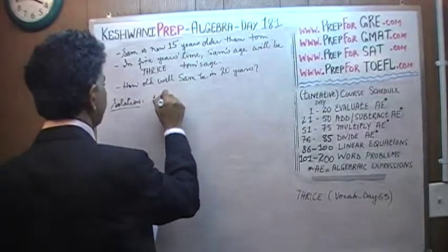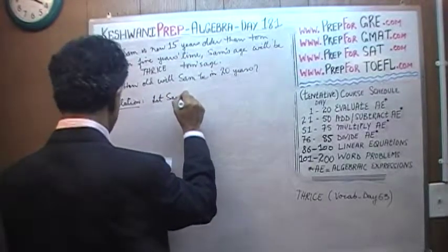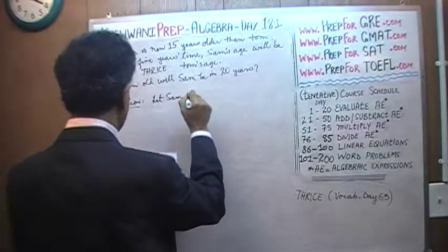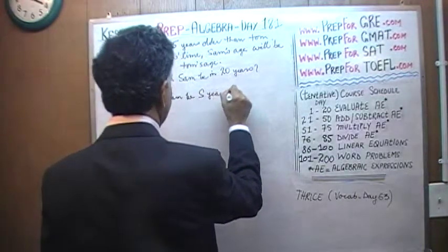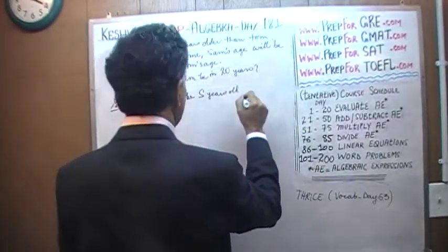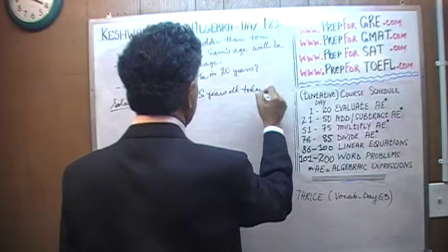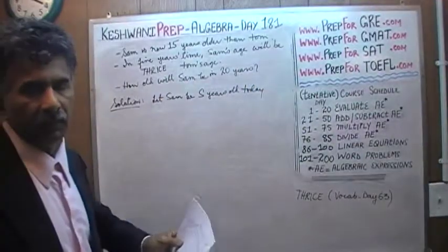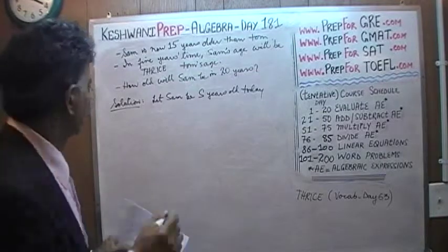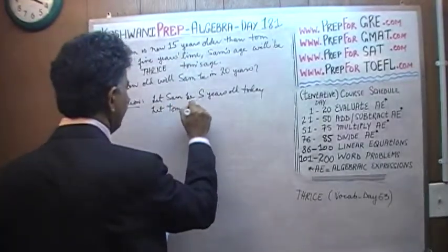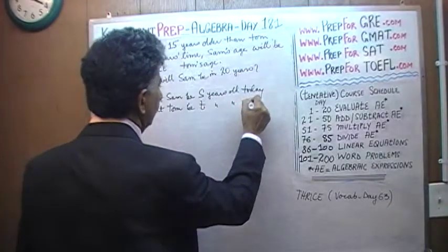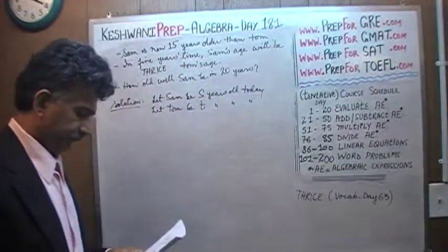Let Sam be S years old today. So we're calling Sam's current age S. Similarly, let Tom be T years old today, so that we can talk about them.